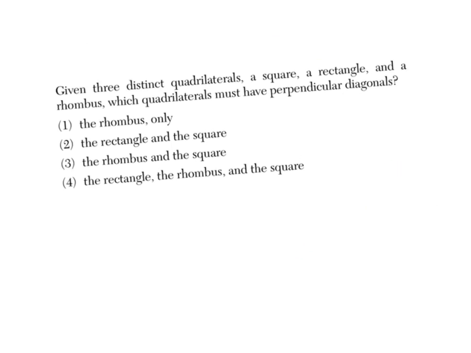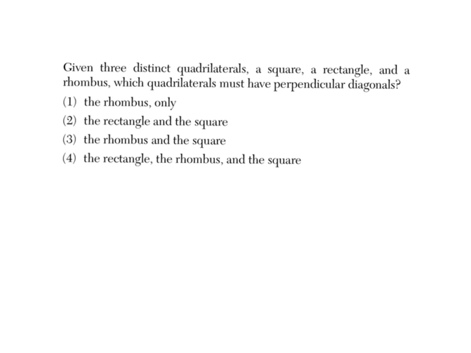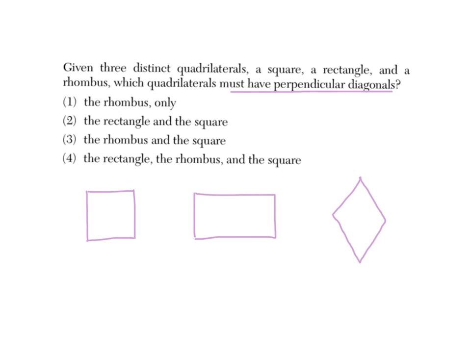Alright, last question. Given 3 distinct quadrilaterals, a square, a rectangle, and a rhombus, which one must have perpendicular diagonals? You can draw a picture of all 3, and that's a good way to judge it. Seeing is believing. A square, a rectangle, and a rhombus. Which one must have perpendicular diagonals?